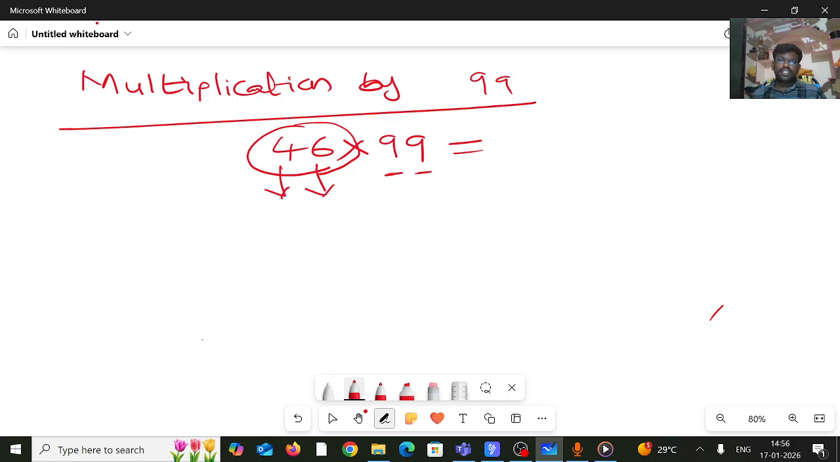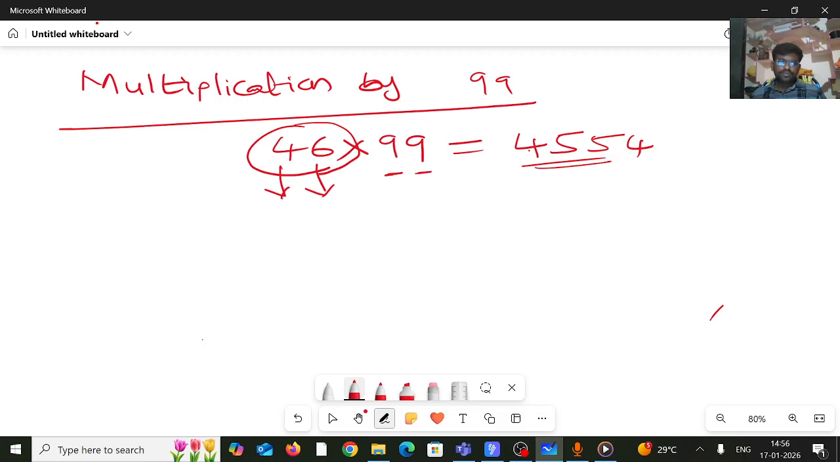Here in the first case 2 digits are there, and in the second case 2 numbers are there. Then go for this method. Write down a number 1 less than the first number. 46 less than 1 you will get 45. And then subtract each digit from 9. 9 minus 4, what do you get? 5. And then 9 minus 5, 4. You will get the same answer, right?